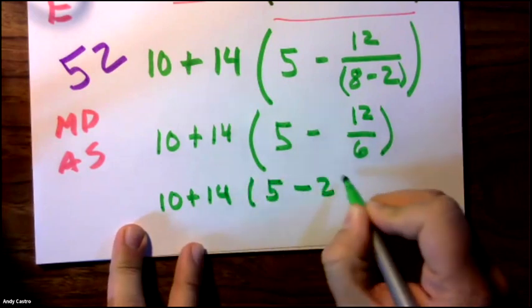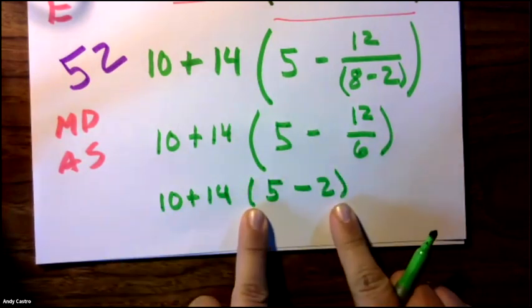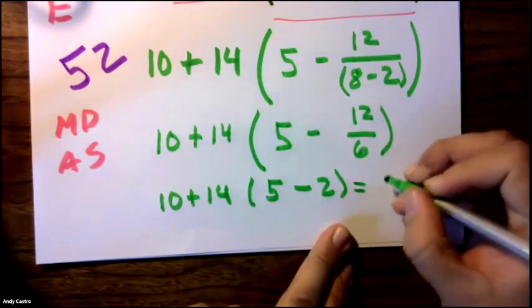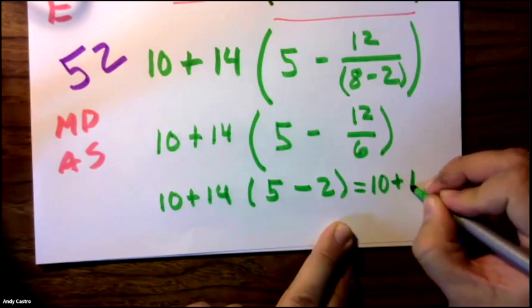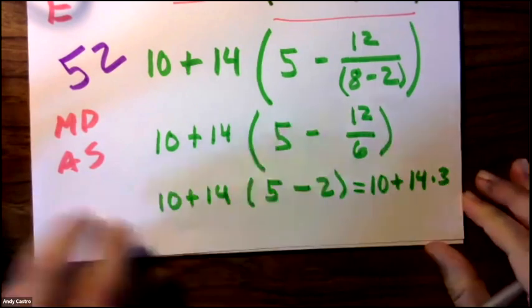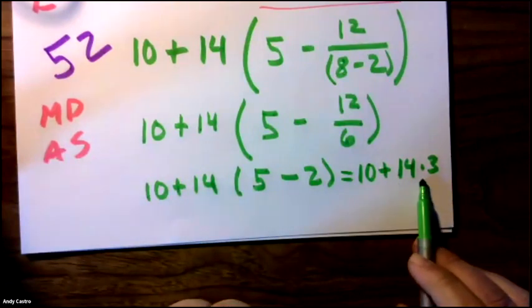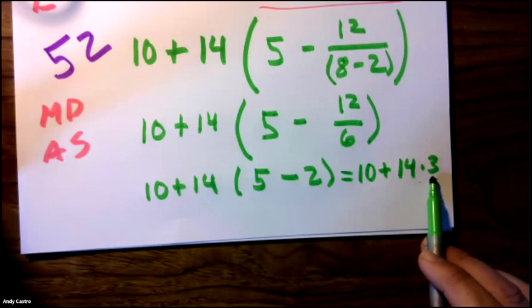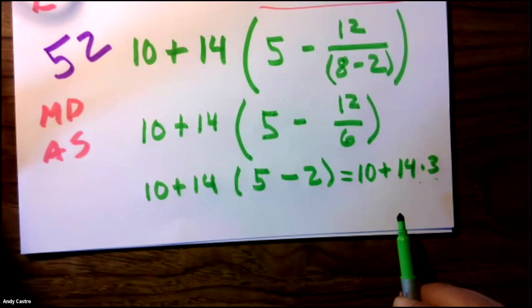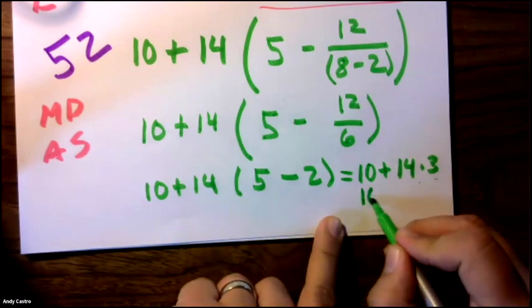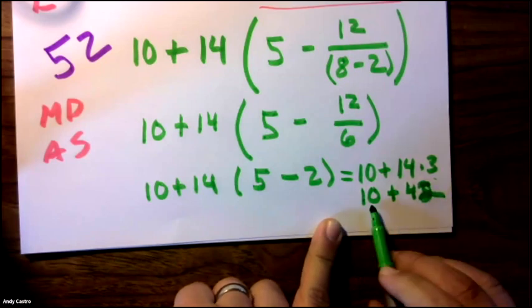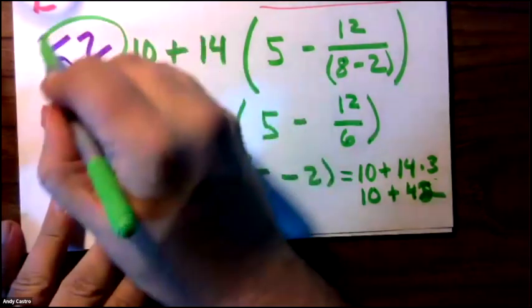I'm still in my parentheses here. 5 minus 2 is 3. So I have 10 plus 14 times 3. I think we literally did 14 times 3 on the last one. 4 times 3 gives me 12. 3 tens gives me 30. That 12 gets me an extra 10, so I have 42. Then 10 plus 42, that's where I get my 52.